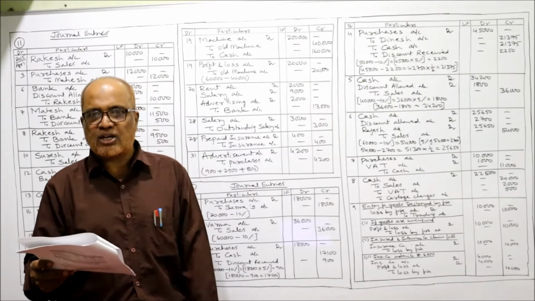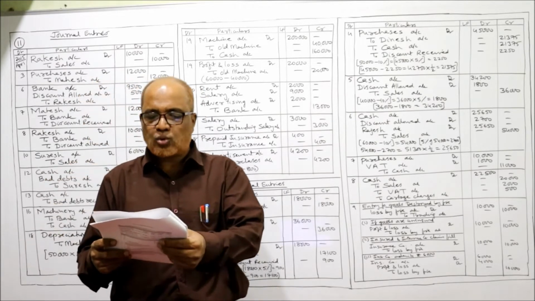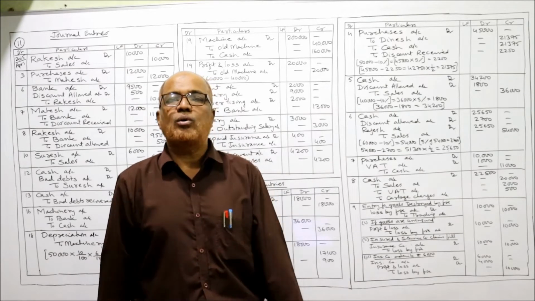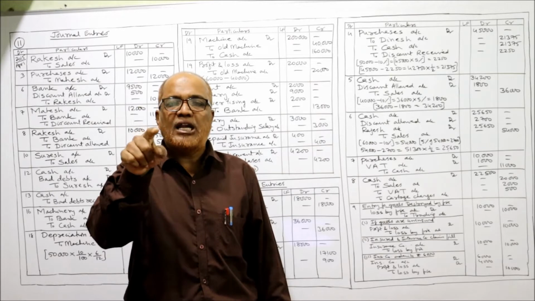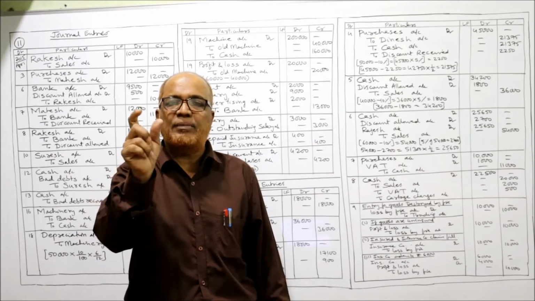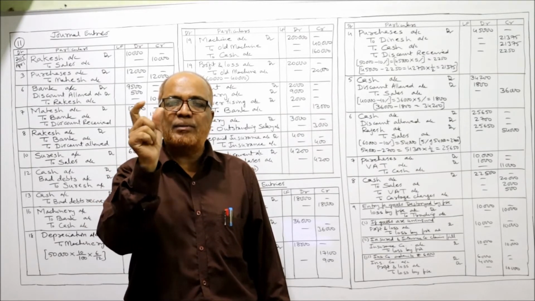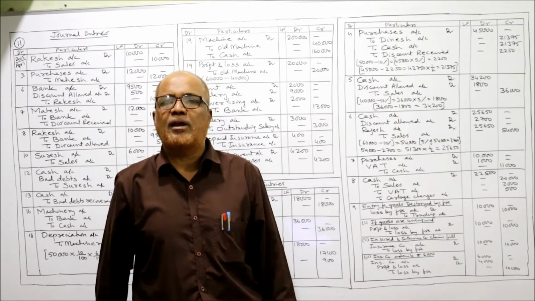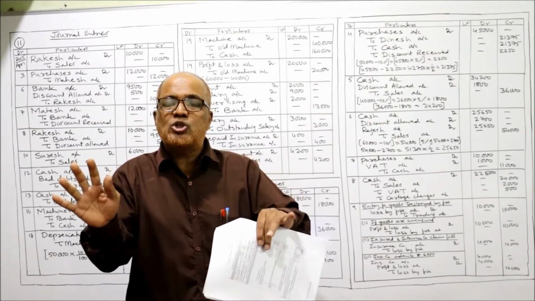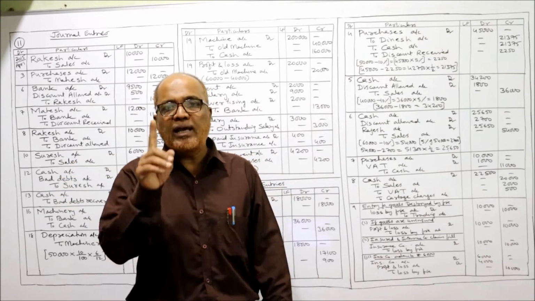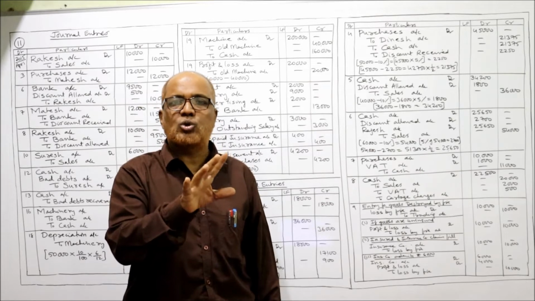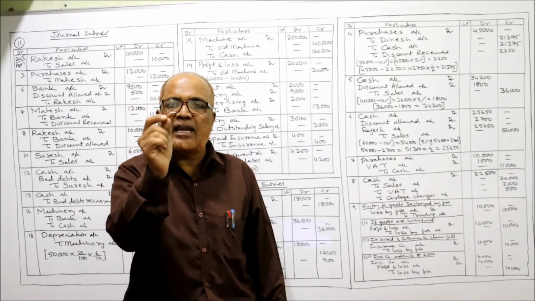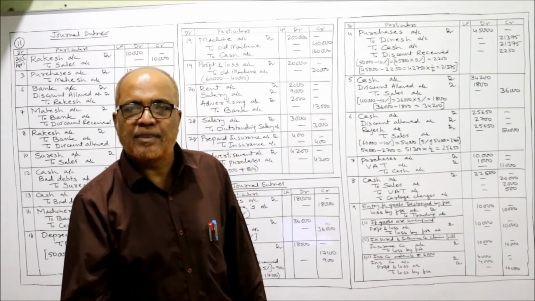Journalize the following transactions. First one: purchased goods from Sharma having list price 20,000, trade discount 10%. Remember one point, trade discount will be deducted from the catalog price. From the market price, we deduct the trade discount and the net amount will be recorded. Trade discount will not be shown as a discount. Only cash discount will be shown. Trade discount simply will be deducted from the price and the net amount should be taken. That is the new point.